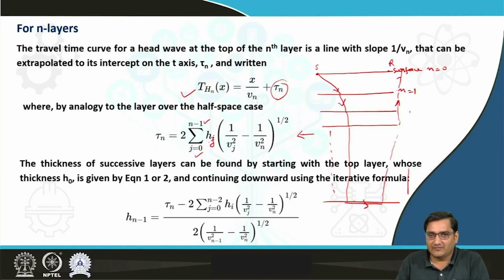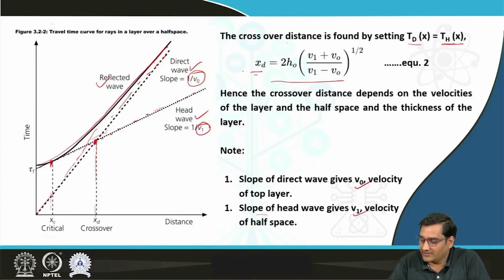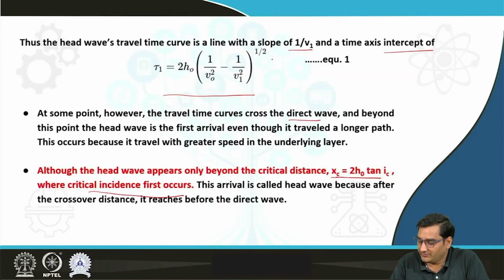So what we can do, if you want to find out the thickness of each of the layers within which these rays are traveling, we want to find out the thickness of those successive layers. We can use the equation of either the crossover distance, or we can use this particular equation to find out the thickness of each layer. So let's suppose we use this particular formula.